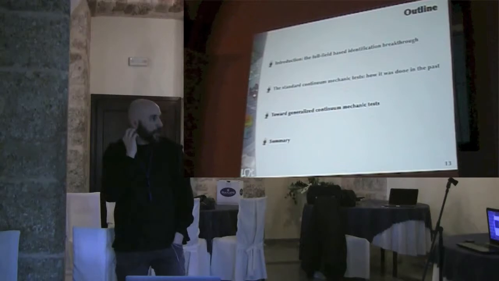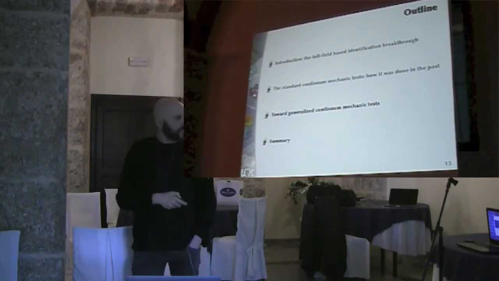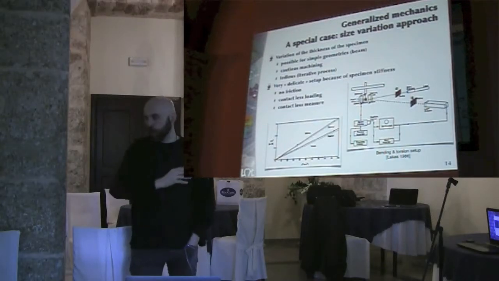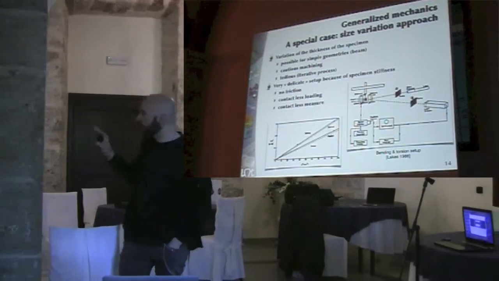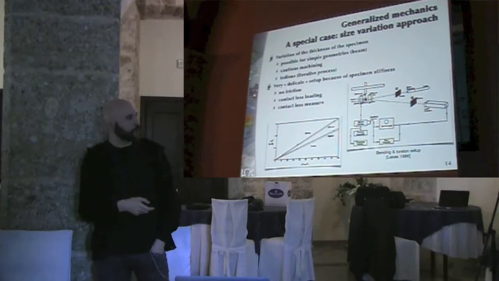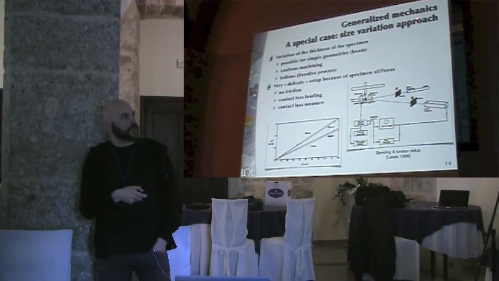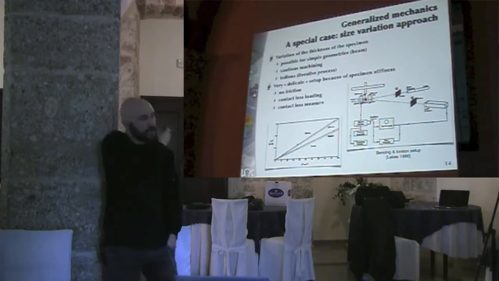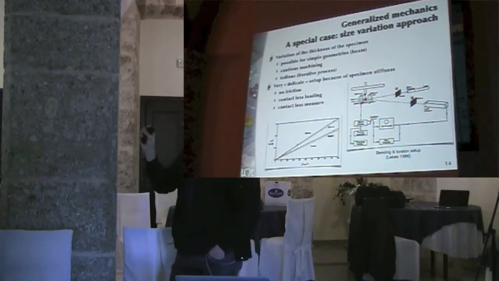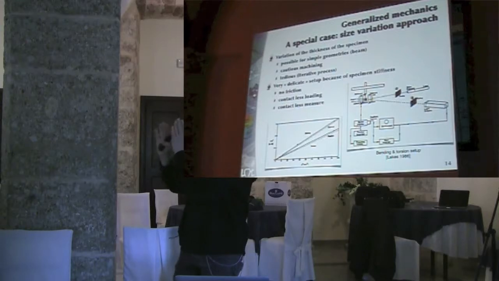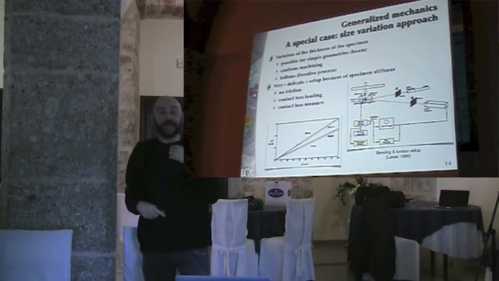So what is done with the generalized continuum mechanics test? There is one special case I just want to show because it's very different from the regular boundary condition tests, but which is quite beautiful. It's based on the idea of the size variation approach. It's quite an old approach proposed by, I think, Lakes in '86. The idea is that you use a specimen, you measure its stiffness, and then you reduce its thickness by machining, polishing, grinding it. But it's the same specimen, so it's very, very long.